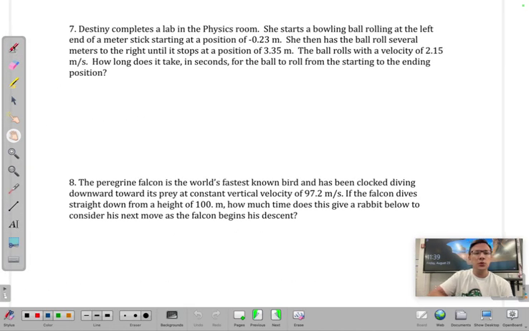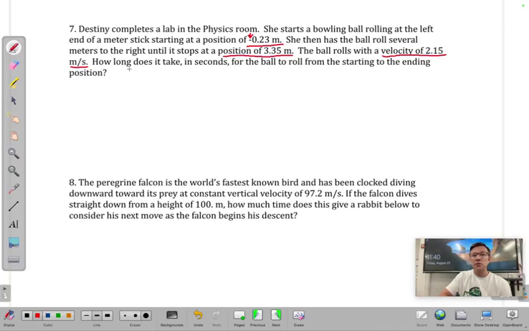Okay, so we're going to start by underlining everything that we know from the problem here and then circling our unknown. So Destiny completes a lab in the physics room. She starts a bowling ball rolling at the left end of a meter stick starting at a position of negative 0.23 meters. Please make sure that we are paying attention to that negative sign. She then has the ball roll several meters to the right until it stops at a position of 3.35 meters. The ball rolls with a velocity of 2.15 meters per second. How long does it take in seconds?